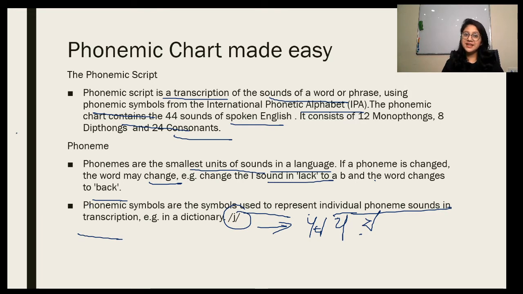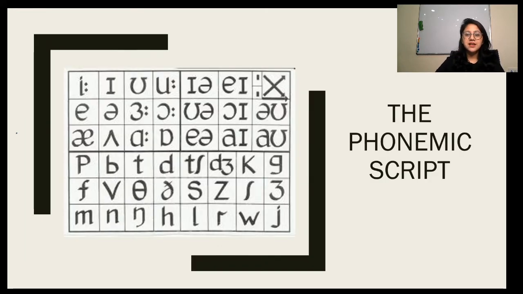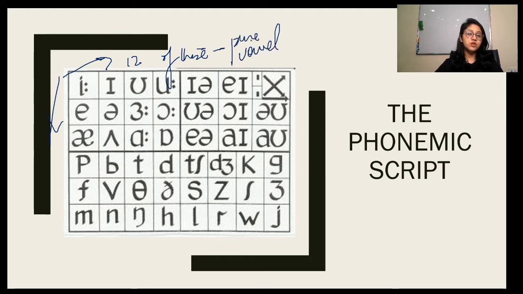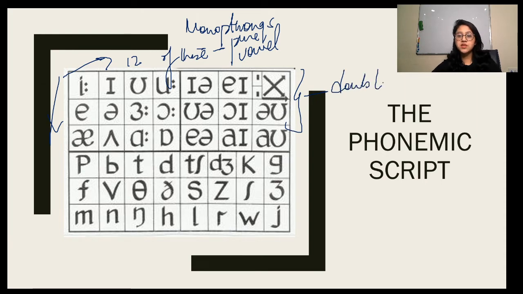Now, let's move ahead and have a look at the phoneme sounds again. So these are the monophthongs. There are 12 of these. It's very important to know that all 12 of these are pure vowels. Monophthongs and diphthongs are part of the vowel family. A monophthong is a pure vowel, in relation to a single sound. Diphthongs are dual sounds or double sounds.